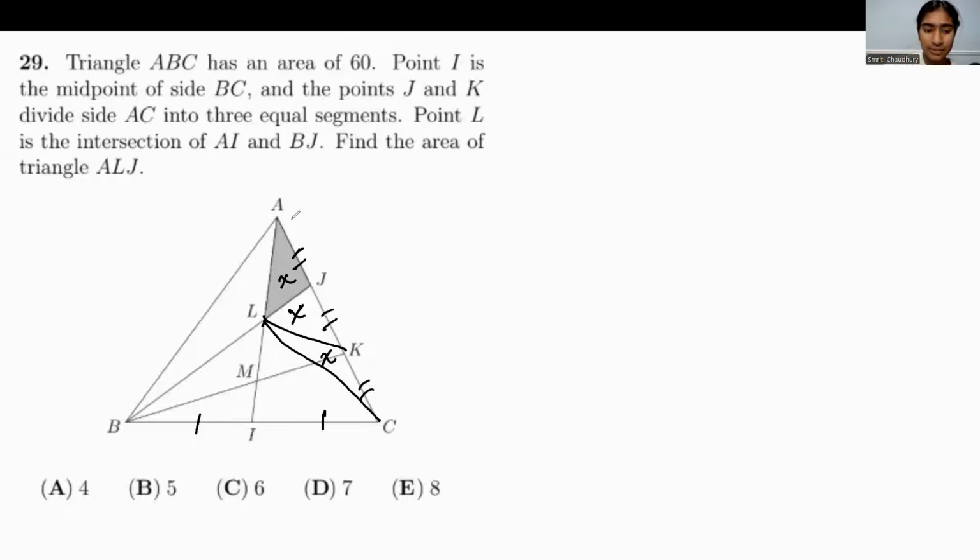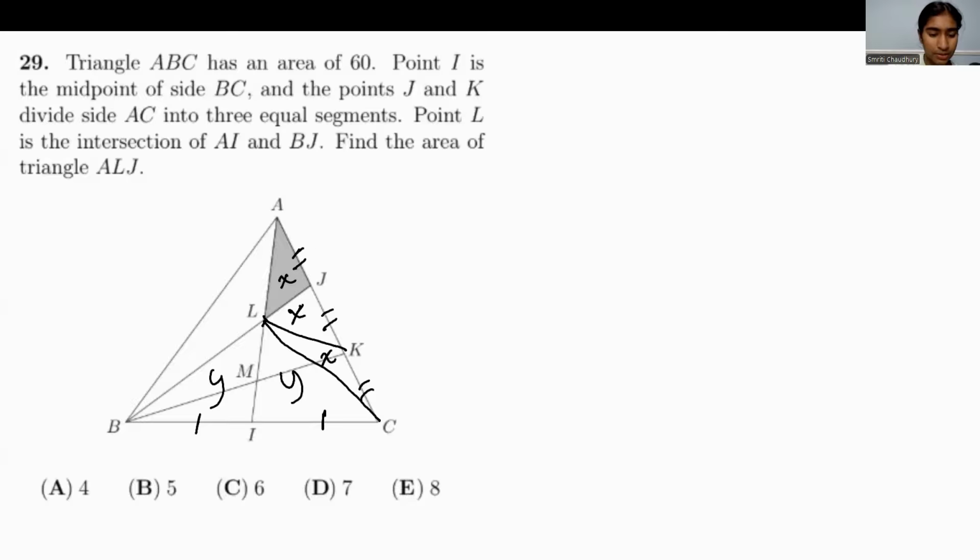So now we know that these all have the same area. Another thing here, let's call triangle BIL's area Y. Now since BI and IC have the same length, triangle LIC has the same area as LBI, since they meet at the same point. So this is also an area of Y. And we know that this has an area of 60.